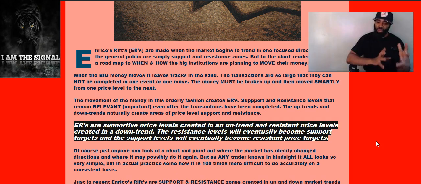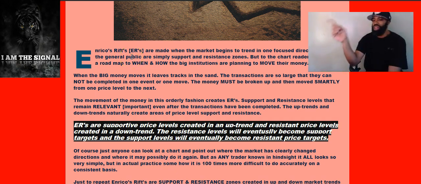Enrico's rifts are supportive price levels created in an uptrend, right? So if the market is going up, we're looking for prices that support what's going on. And resistant price levels created in a downtrend. So if the market is going down, you want resistance on top. Okay? So the resistance levels eventually become support targets.